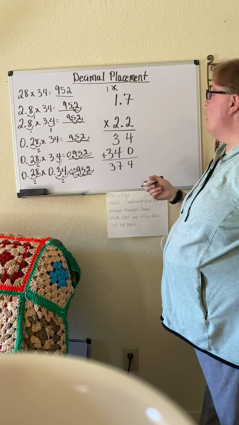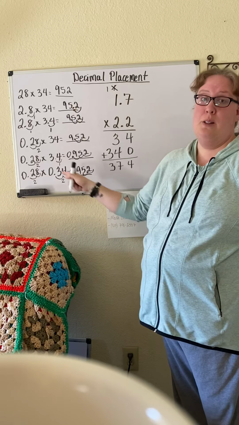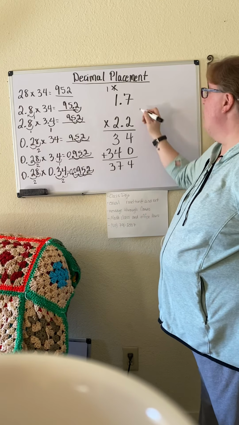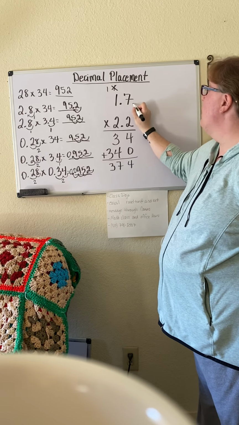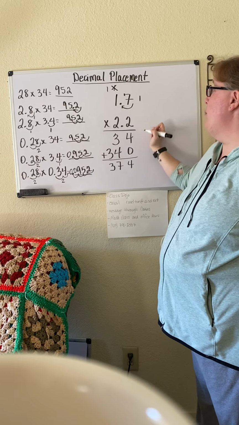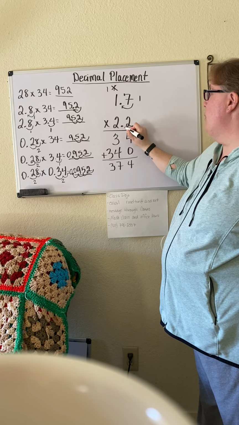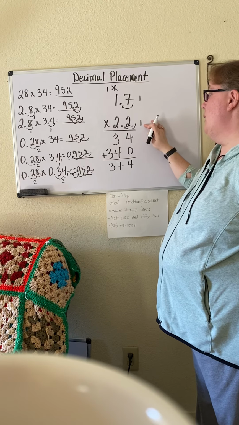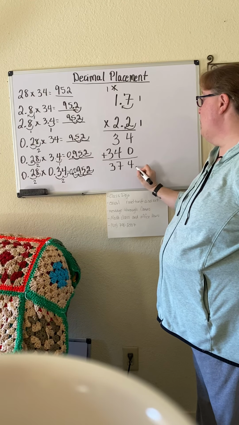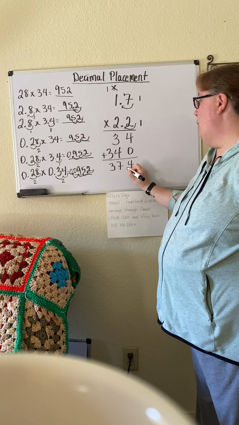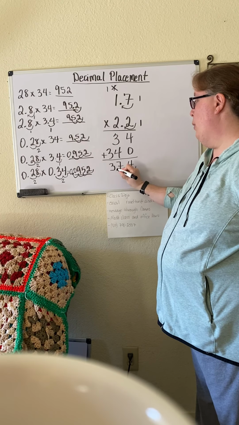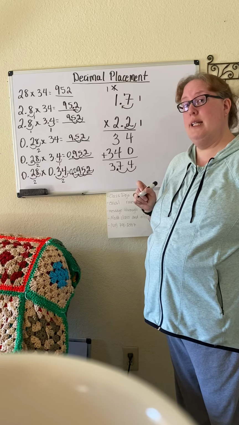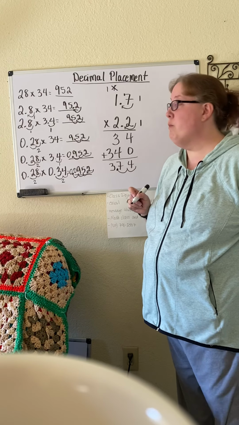All right, so we do like we did over here. We're going to count over. So start at the right. This one is over 1 place. This one is over 1 place. Well, 1 plus 1 is 2. So I start at the right, 1, 2. So my answer is 3 74 hundredths.